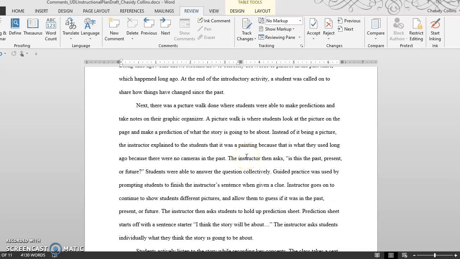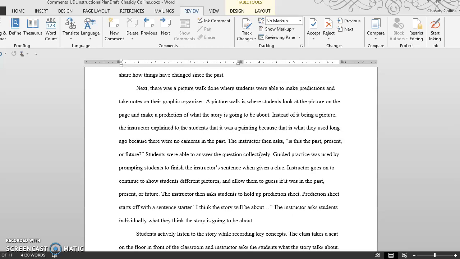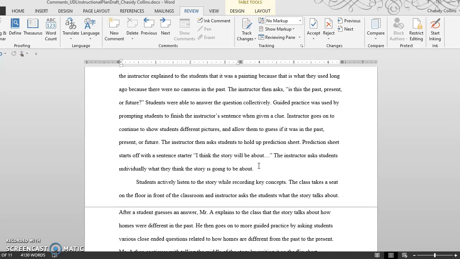So there were a variety of activities, as I stated. There was even a picture walk that was done. In the picture walk, the students were shown a picture, and they were able to make a prediction about that picture and take notes on their graphic organizer. They would look at the picture and predict what the story was going to be about. And whenever the student looked at the picture, they would have to determine if that picture is from the past, from the present, or from the future.